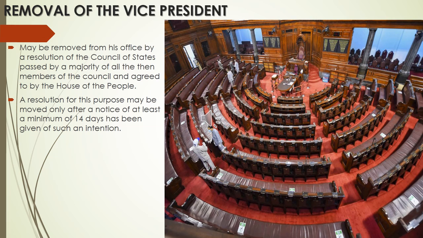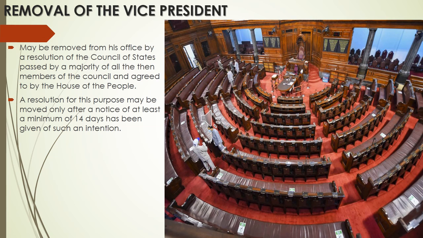So if the Rajya Sabha wants to remove the Vice President, they have to give notice of the resolution 14 days before. The Vice President may be removed from his office by a resolution of the Council of States passed by a majority of all the then members of the Council and agreed to by the House of the People. A resolution for this purpose may be moved only after a notice of at least 14 days has been given of such an intention.